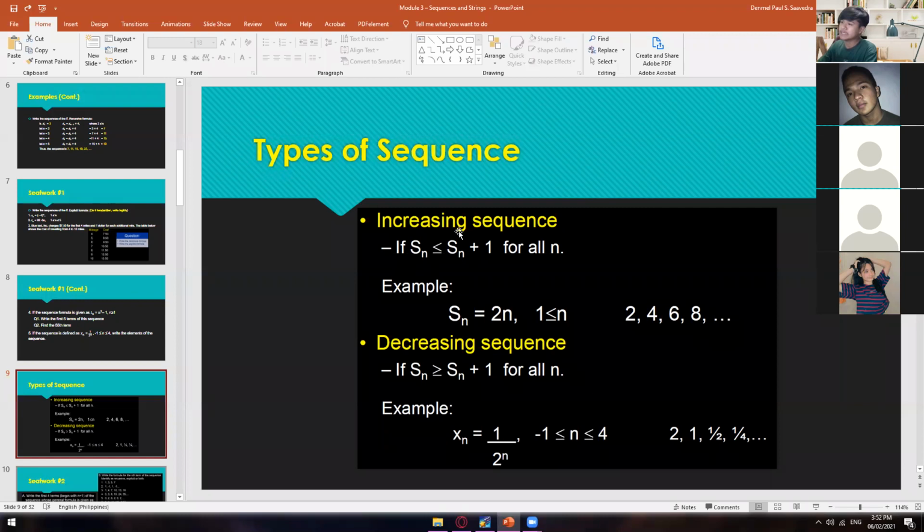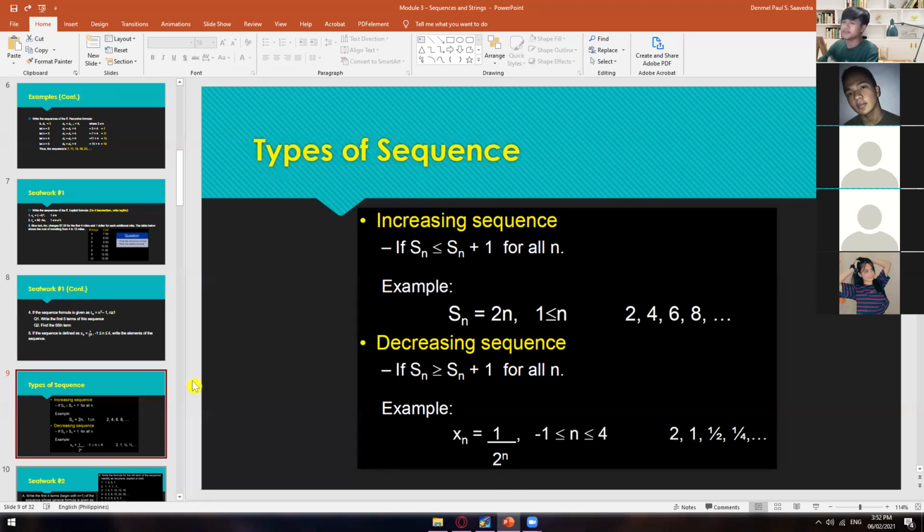And then if we have increasing, we also have decreasing sequence. So this is the formula for this decreasing sequence. It keeps on dividing the last term by half. So 2 divided by 2 is 1, 1 divided by 2 is 1/2, divided by 2 is 1/4, 1/8, 1/16, and so on and so forth. So it keeps on decreasing. Okay, so yeah, this is already self-explanatory.